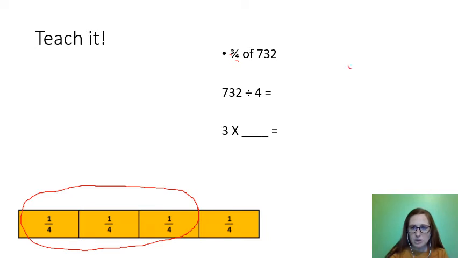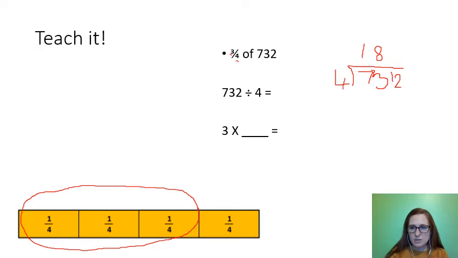732 divided by 4. I can't do that in my head or on my fingers, so I'm going to use my short division method. 732, and we're going to divide that by 4. How many 4s in 7? Got 1 with 3 left over. How many 4s in 33? 4, 8, 12, 16, 20, 24, 28, 32. Got 8. Gets me to 32, but I'm on 33. 32, 33. Got 1 left over.